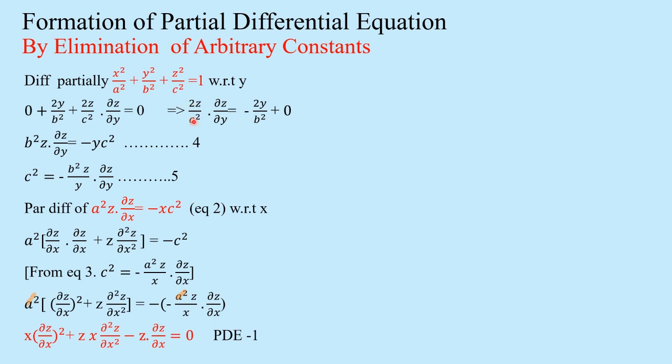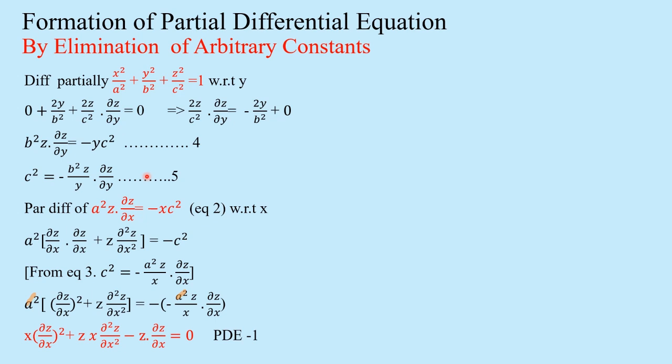Now bring this b square here and bring this c square to this side. So we get b square z into dou z by dou y is equal to minus y c square. Now bring the c square here and take all the terms here. So we get c square is equal to this. We'll name this equation 5 and the previous equation 4. Now when we observe equation 5 and equation 3, we still have arbitrary constants. So we have to eliminate them.